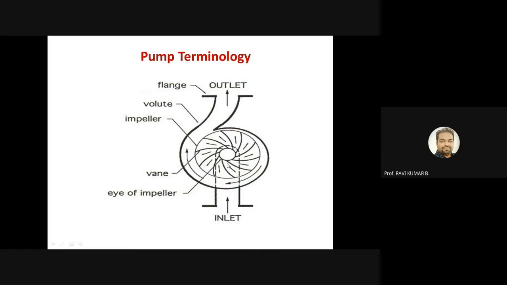You just look at how water is entering axially and coming out at 90 degrees to it. If you are going for multi-staging of this kind of setup, it's very difficult. The overall shape will be much bigger, and the frontal area will be much bigger if you're going for multi-staging of the pumps. So usually we never prefer to use more than two pumps in series.